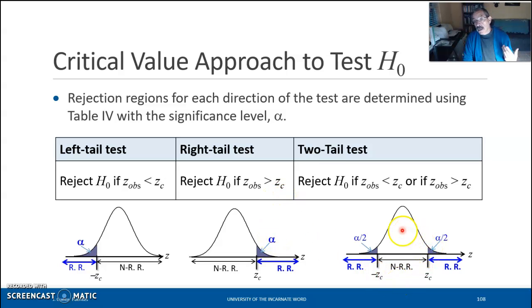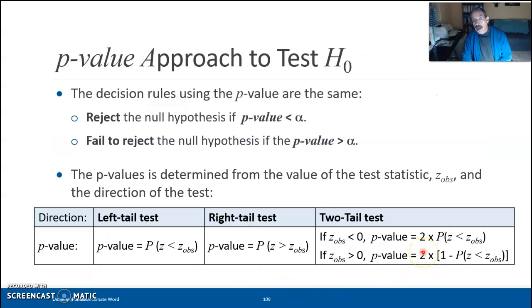If you have a two-tailed test, then you need to find the z-critical for the lower tail and the z-critical for the upper tail, and we use alpha over 2 to find that. In that way, we define the rejection regions. All right, if you decide to use the p-value approach, again, if the p-value is less than alpha, we reject the null hypothesis. If the p-value is larger than alpha, we do not reject the null hypothesis.